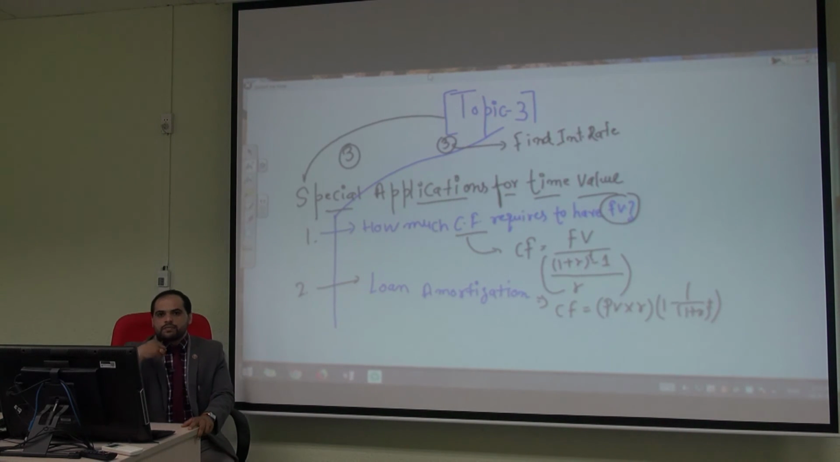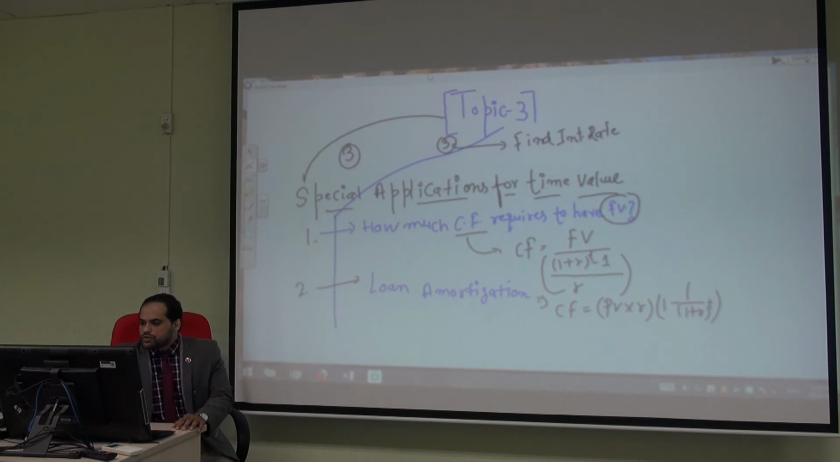So finding interest rate means, let's say right now you have $10,000, which is your present value, and you want to earn $50,000 in 5 years. So you have present value, you have future value, and you have a time period, which is 5 years. Now you have to find an investment which converts your $10,000 into $50,000 after 5 years. So this formula will help us to estimate the interest.